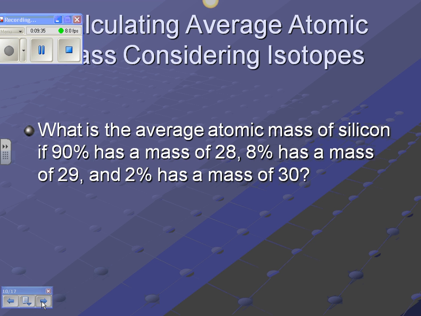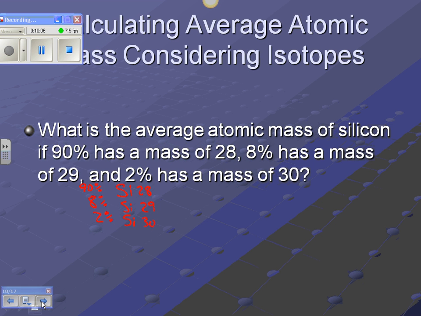The average atomic mass of silicon. We know that we have 3 forms. We have silicon-28, silicon-29, and silicon-30. If I was doing a straight average, the average is 29, and I just write 29 on my paper. But I have 90% of this is silicon-28, 8% is silicon-29, and a mere 2% is silicon-30.